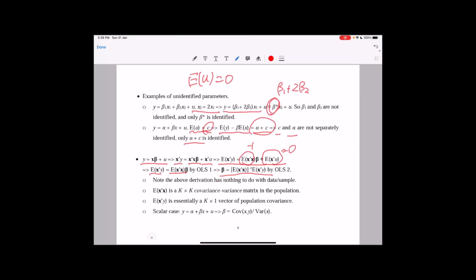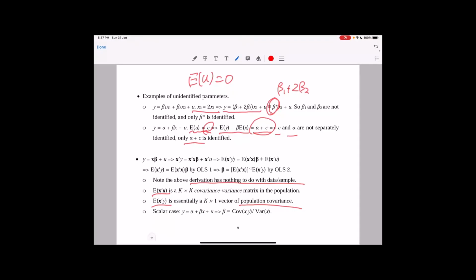Both of these are population moments of observable variables. So the derivation here has nothing to do with data and sample. We just deal with the population. E[x'x] is a k by k covariance variance matrix in the population. E[x'y] is essentially a vector of population covariances, the covariance between x and y.